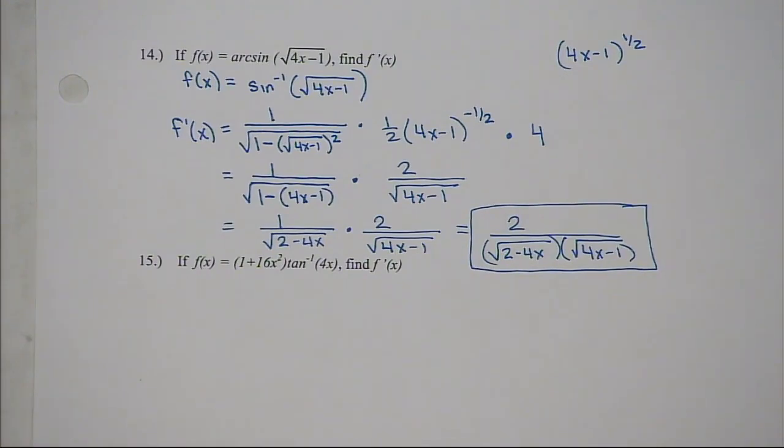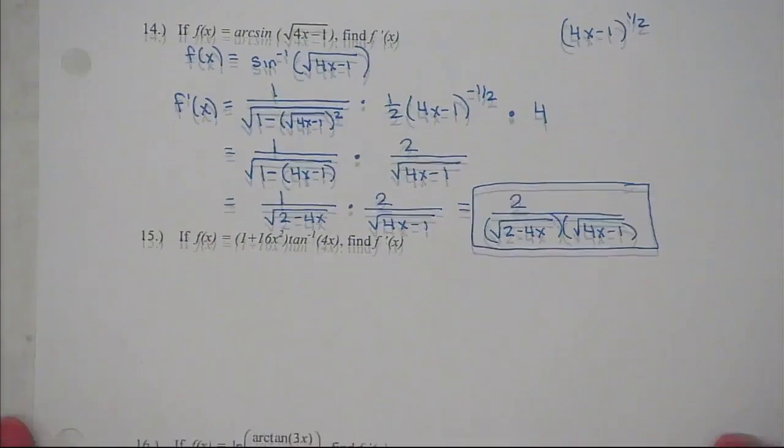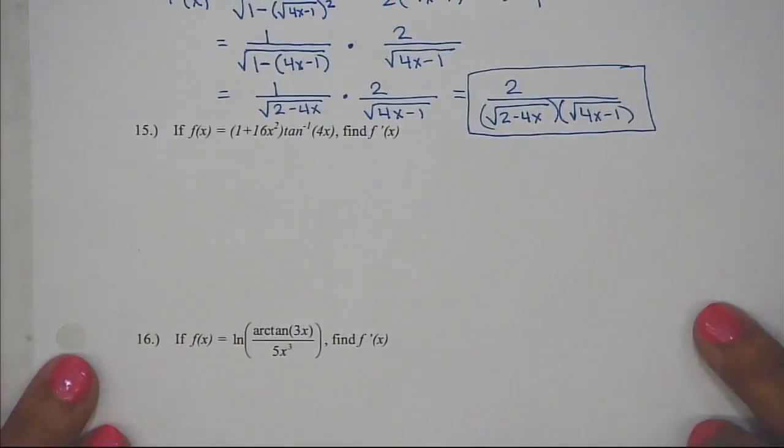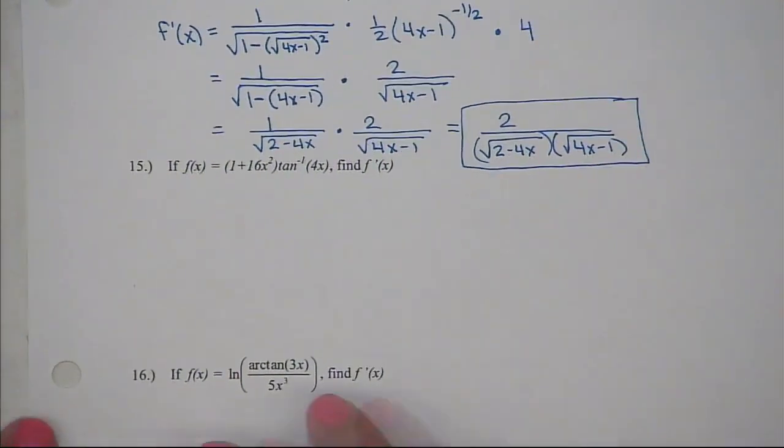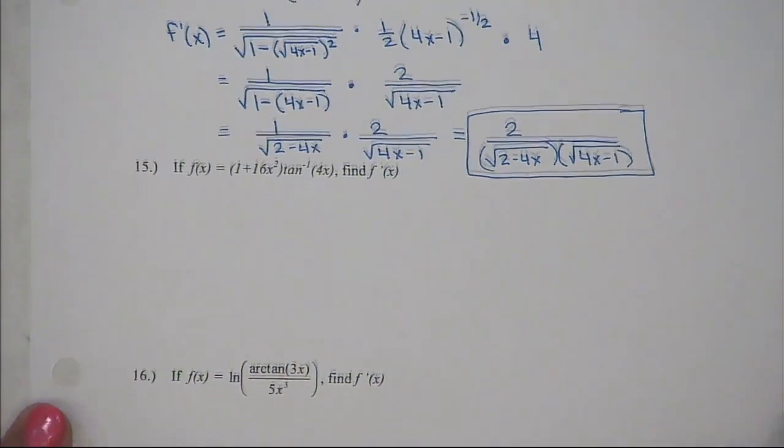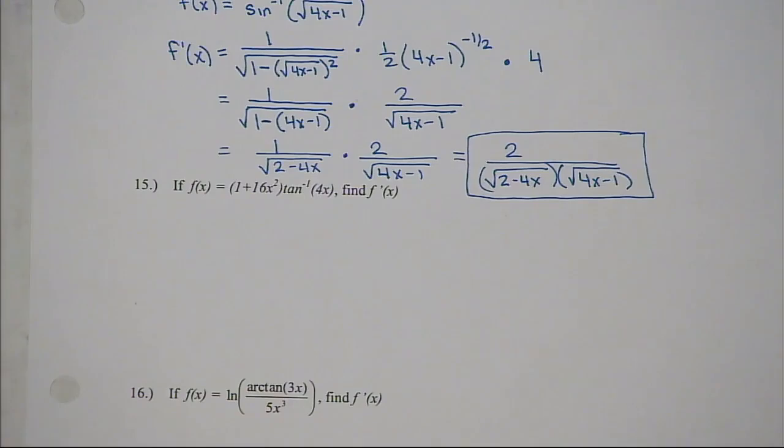So that was fun. The derivative wasn't too bad, but the cleaning up process is, so you just have to be careful with that. All right, how are we going to do number 15? What kind of problem is that? Where am I starting? Product rule, right? 1 plus 16x squared times the inverse tangent of 4x. So this is a product rule, and then we'll try to clean that up a little bit.